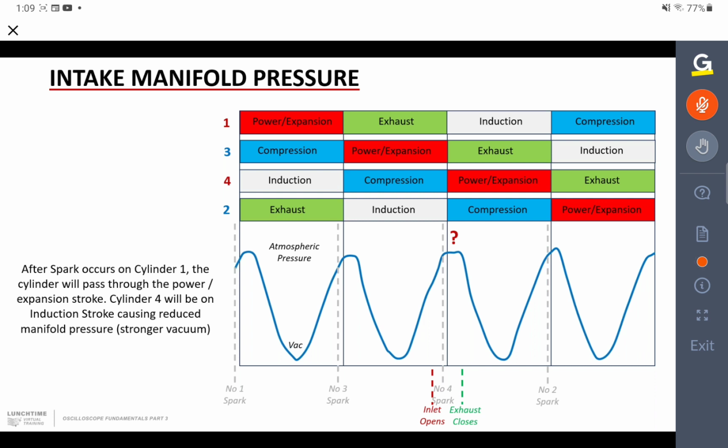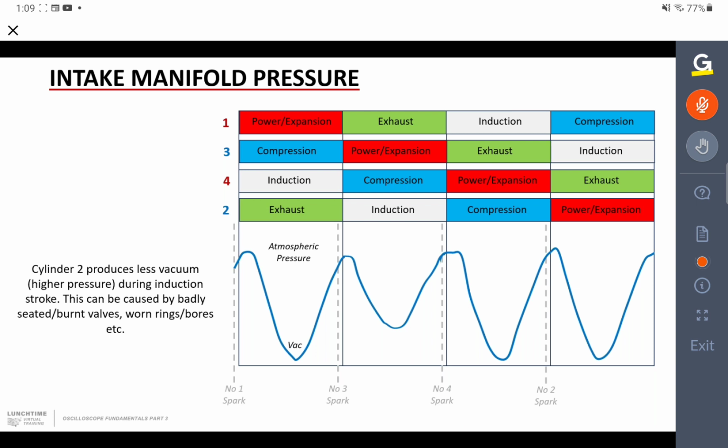And I think just the next one will be our last one. In this example, it happens to be cylinder 2 there. It's producing less vacuum. So there's a vacuum on cylinder 4. There's a vacuum on the induction stroke on cylinder 1. But there's a vacuum or induction on cylinder 2, and it's less. And now, fairly obvious, if you've got poor vacuum on one cylinder, it can be caused by badly seated or burnt valves, worn rings, worn bores, etc.